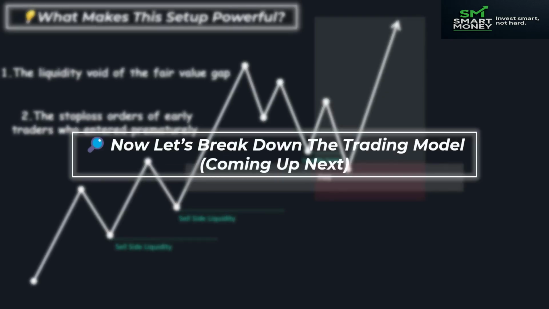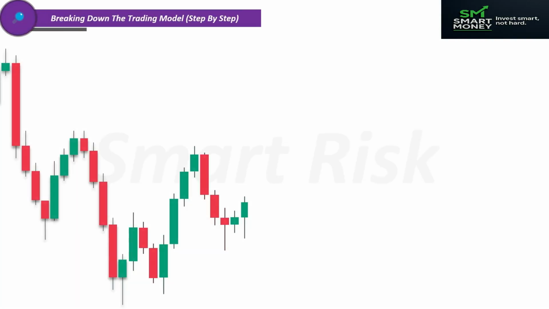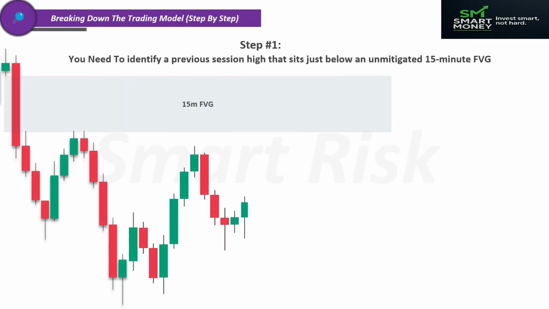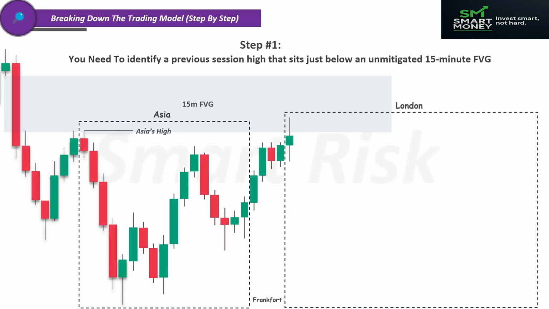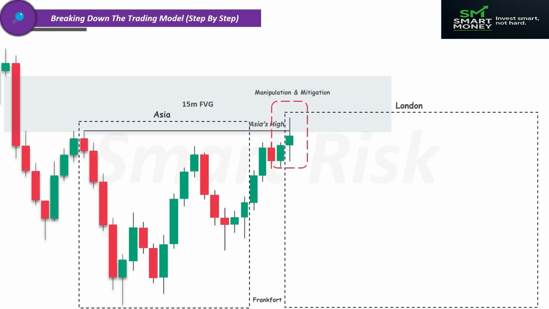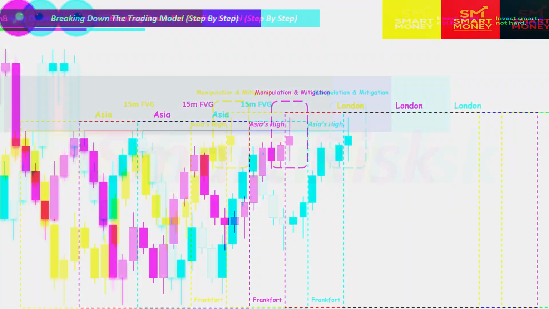Now let's break this setup down step by step and see exactly how to execute trades with it. To take advantage of this powerful setup in a bearish scenario, the first step is to identify a previous session high that sits just below an unmitigated 15-minute fair value gap. For example, if you're trading the London session, you want to focus on the Asian session high that forms right below a 15-minute unmitigated fair value gap. Then, wait for London to open and monitor price action closely. Once price sweeps the liquidity above the Asian high, taps into the 15-minute fair value gap, and then quickly reverses back inside the range, that gives you your first layer of confirmation.